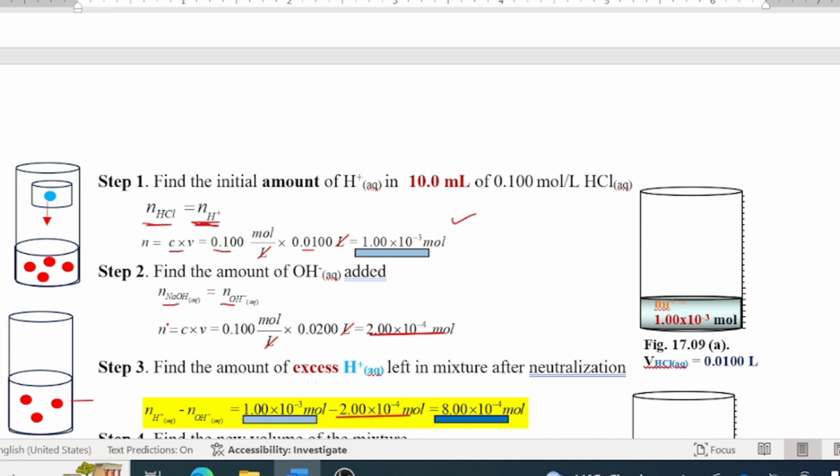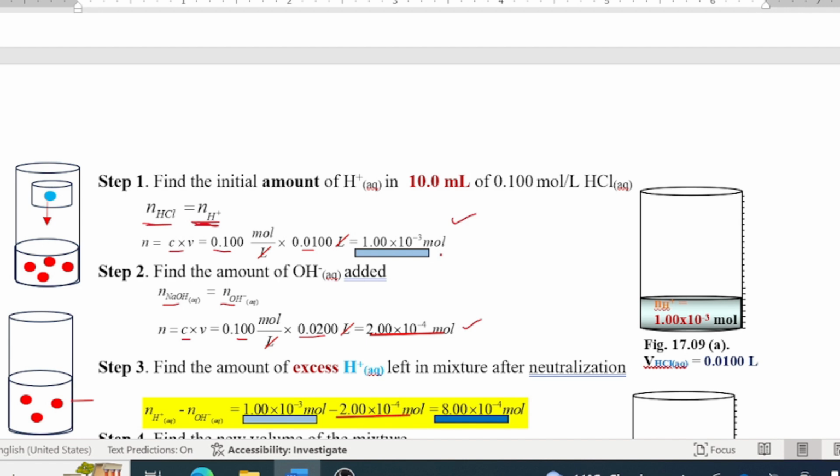So the number of moles is found by, again, doing C times V. This is the concentration of the sodium hydroxide that you add in, and this is the volume, 2 milliliters. That's the volume in liters. So you're now adding that number of moles of OH to this number of moles of hydrogen ions.